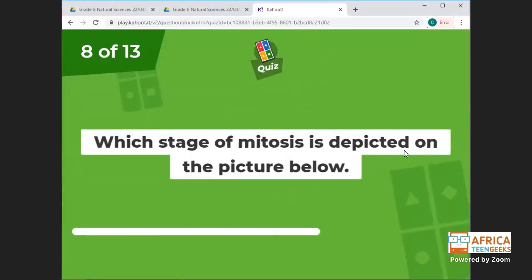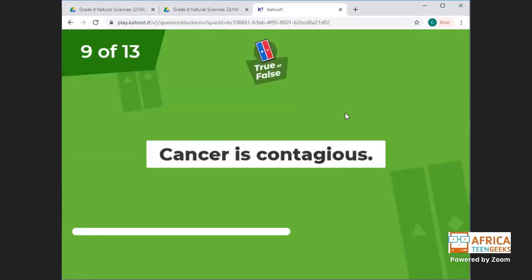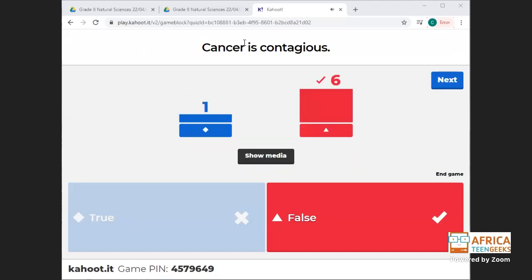Which stage of mitosis is depicted on the picture below?